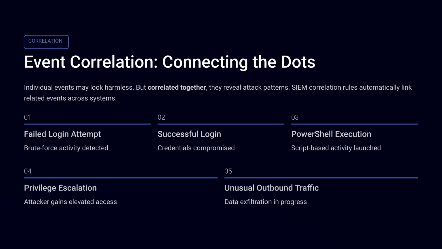Individual events may seem harmless, but when correlated together, they reveal attack patterns. SIEM correlation rules automatically link related events across systems. For example, a failed login attempt followed by a successful login, and then a PowerShell execution can be correlated to reveal a potential attack sequence.